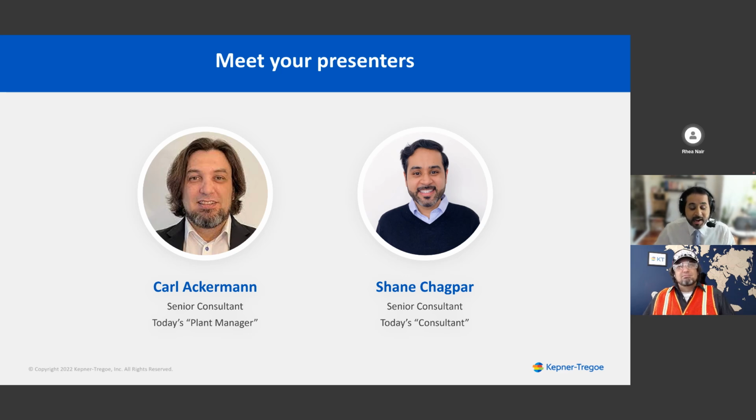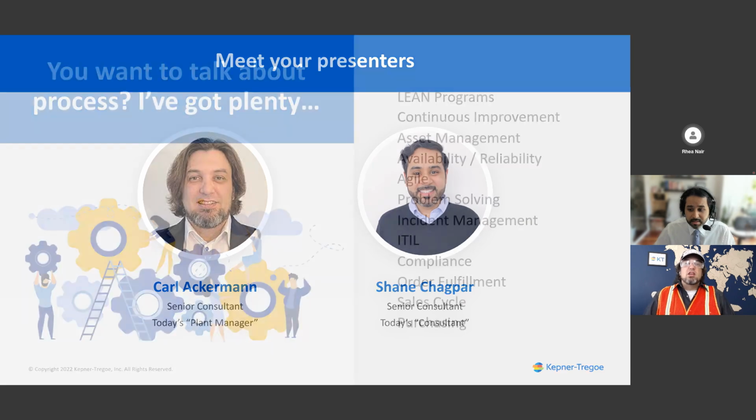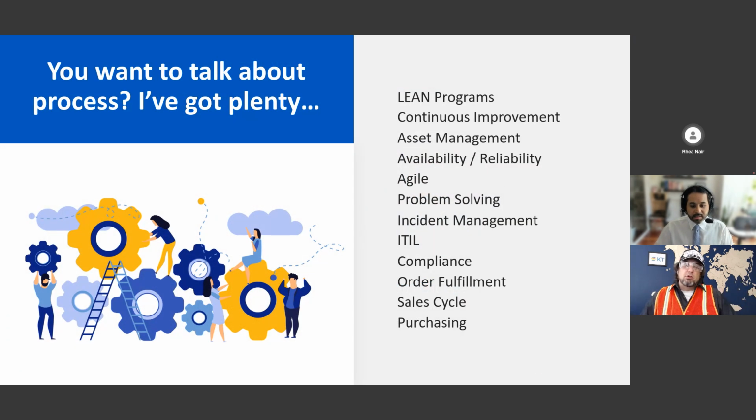And today I'm going to visit Carl's plant and see what we can do to improve process and improve his value flow. So, Carl, you let me know earlier on email that you have more than one or two processes that you use at the plant. Is that right? Shane, we have all the best processes.